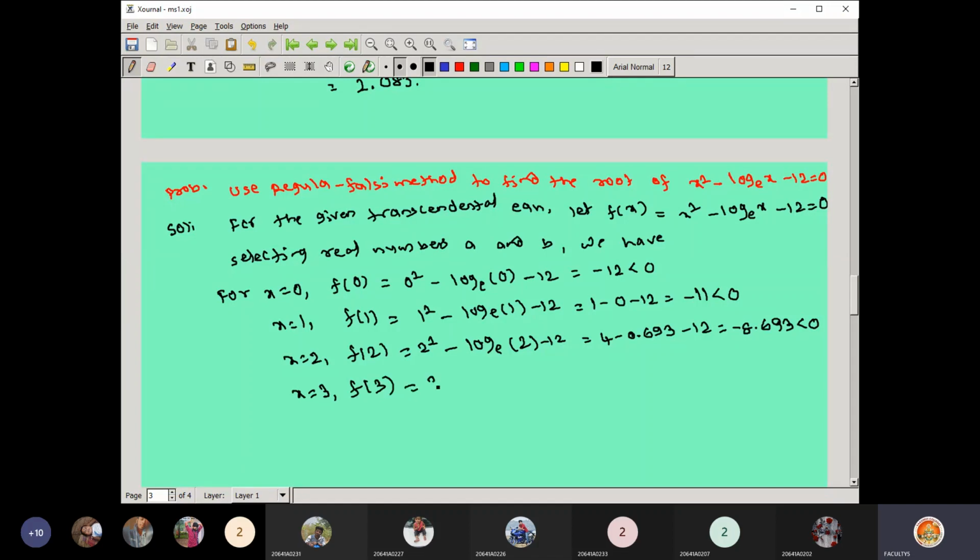It is f of 3. That is 3 square minus logarithm of 3 minus 12. So 3 square becomes 9, minus log 3. Use only the ln button because base e is there. That is 1.098. So approximately 9 minus 1.098 minus 12, and you get the value minus 4.098.